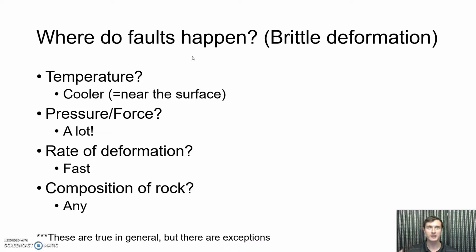And the answer is going to be generally closer to the surface of the earth in the zone of brittle deformation. Like breakable, like bones can be brittle, means they break. Temperature is going to be cooler, closer to the surface. Pressure tends to be a lot to break rock. Rate of deformation needs to be fast because we're breaking it, not bending it slowly. And composition of the rock could be anything.